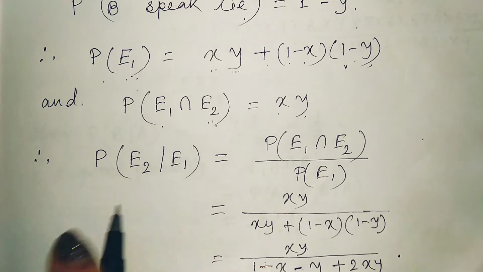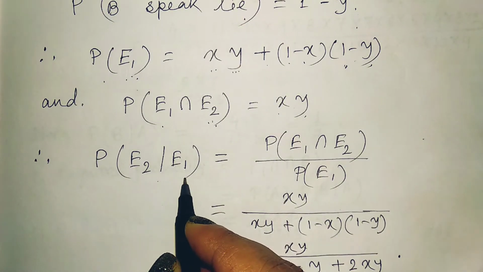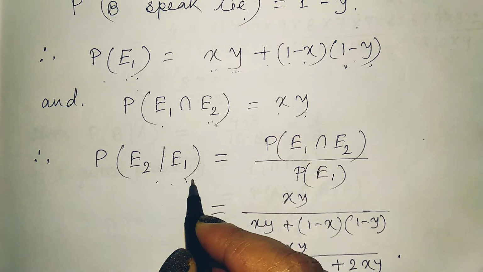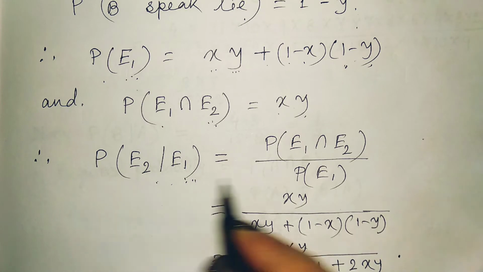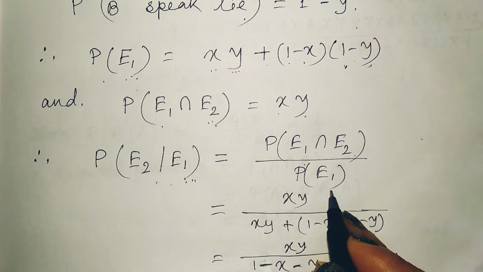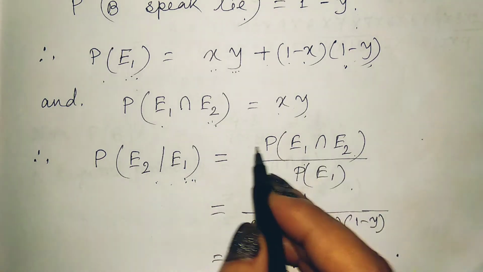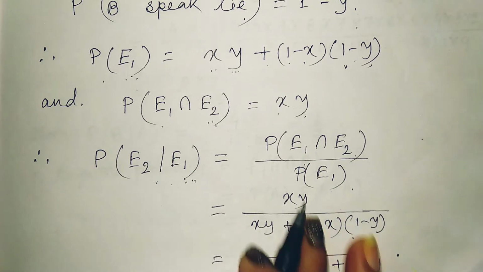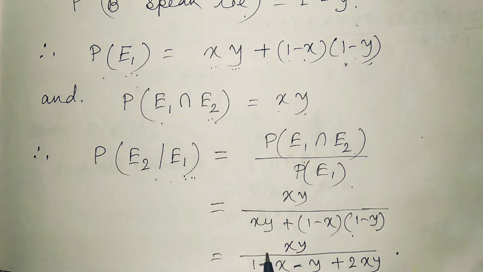Therefore, the probability of E2 given E1, that means their statement is correct provided they agree in their statement, is equal to the probability of E1 intersection E2 divided by the probability of E1. This probability is xy and that probability is this one. So if we substitute and simplify, we will find it is xy divided by 1 minus x minus y plus 2xy, which is the proof.